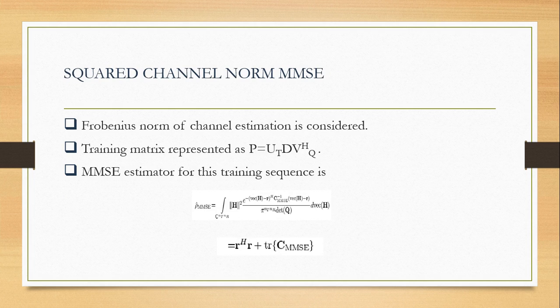Next comes the squared channel norm for MMSE. In this, the Frobenius norm of channel estimation is considered. The training matrix is represented as P equals U T d V power H to the base of Q. There are a set of solutions for which the P j minimizes the mean square error. Each and every eigen direction carries a minimal amount of power. So this gives the MMSE for training sequence.